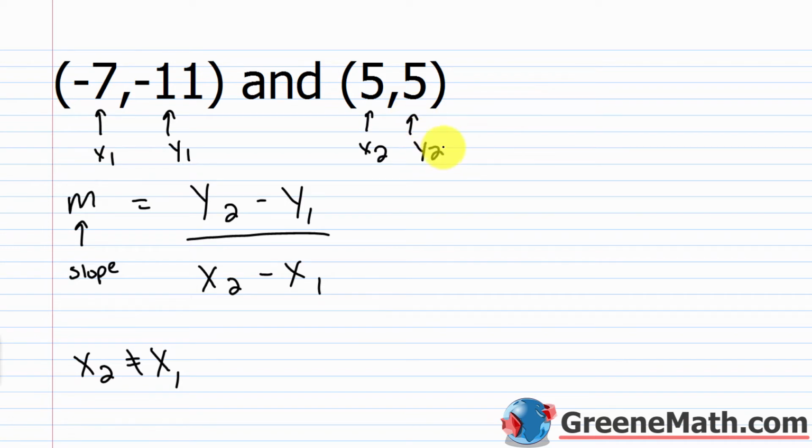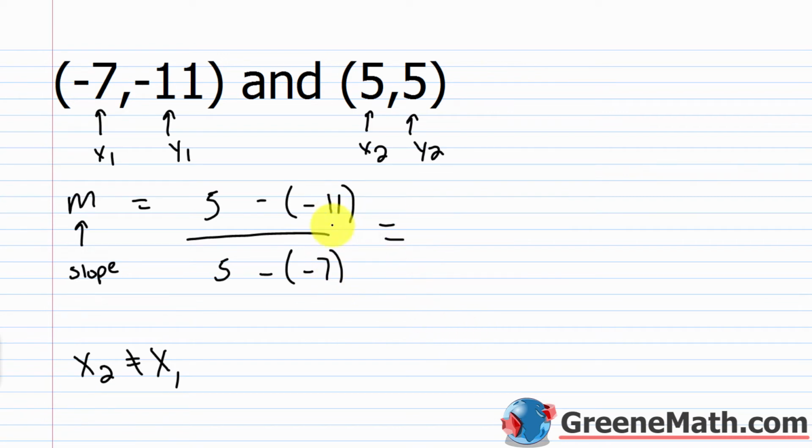Okay, so y sub 2 is 5. So let me erase that and put a 5. Minus y sub 1, that's negative 11. Let me erase this and put negative 11. And this is over x sub 2, that's going to be 5, minus x sub 1, which is negative 7. So minus a negative 7. In each case here, we have to pay close attention to our signs because we have minus and negative. So 5 minus a negative 11 is the same thing as 5 plus 11, which is 16. 5 minus a negative 7 is the same thing as 5 plus 7, and that's 12.